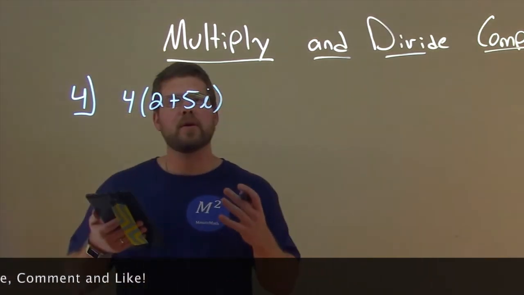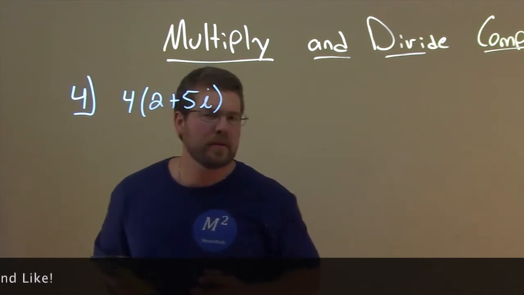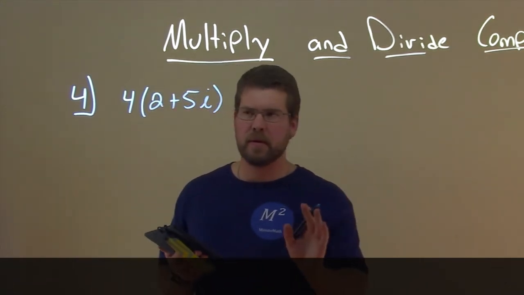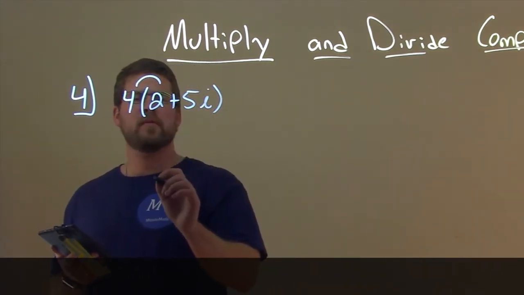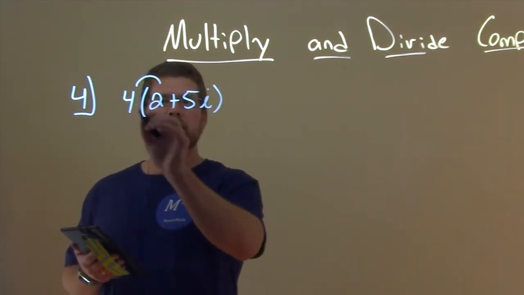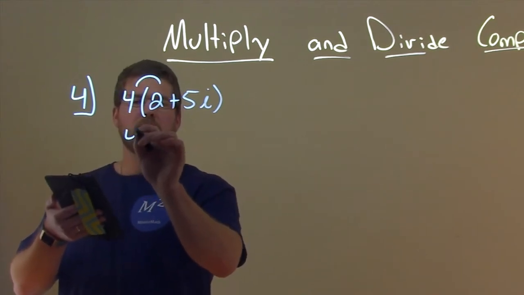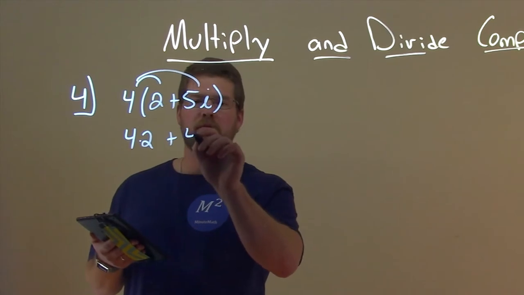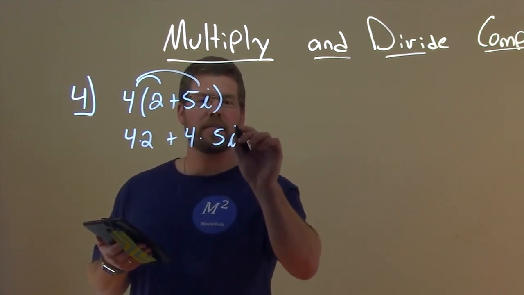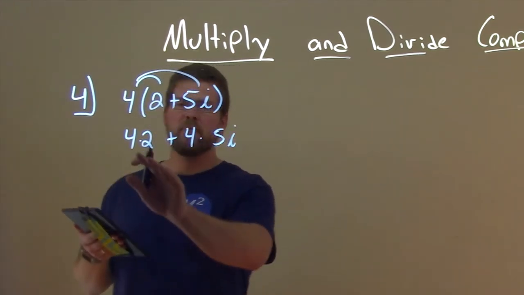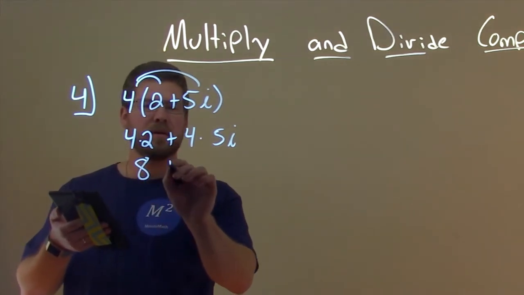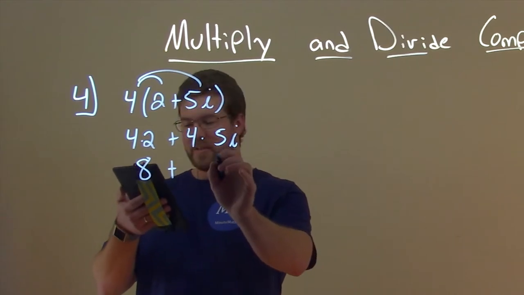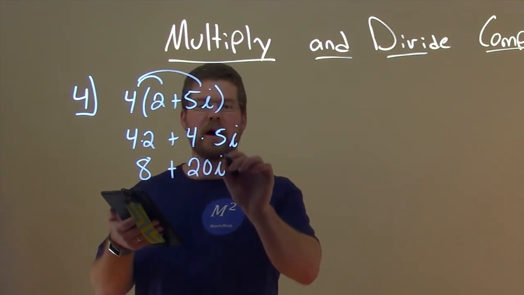Well, this is how we want to go about doing this. We know we're dealing with a complex number, and we almost treat this as if i is like a variable. All we have to do is distribute the 4 to both parts here: 4 times 2 plus 4 times 5i. Now 4 times 2 is 8, and 4 times 5 being 20, we have 20i here. And that's it.